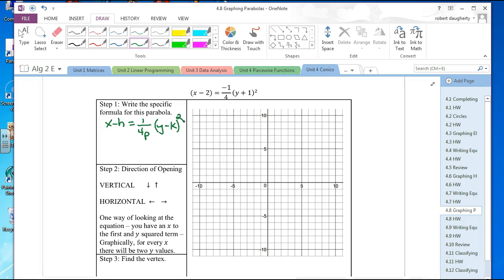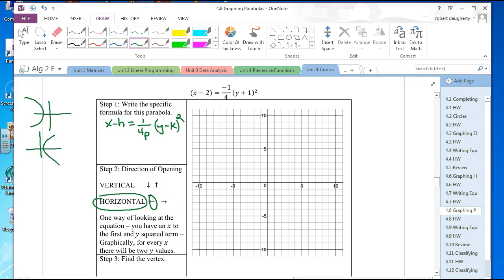Now, is this vertical or horizontal? Yeah, this one is horizontal. For every x, there are 2 different y values. Okay, so that means it's either going to look like this or like this. So which one is it? It opens where? Yeah, this opens to the left because it has a negative in front of it.